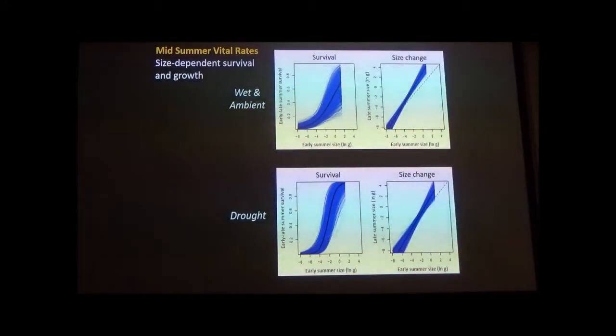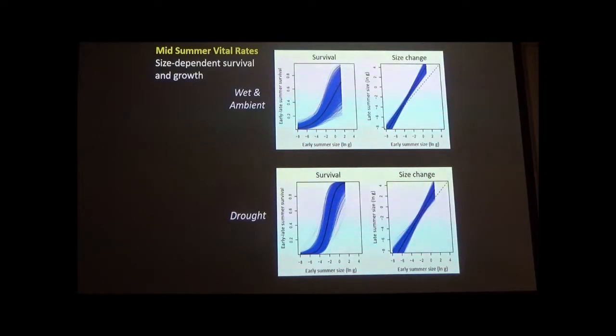So these are models underlying the overall outcome. This is just looking at survival and growth as a function of size during the midsummer. These are wet and ambient plots. And so this is, as the plants get larger, the probability of surviving goes up. And the thin blue lines represent equally likely outcomes. So it gives you a sense of what the most likely outcome is when they're all clustered around here. This is size change, so anything above the dotted line is growth. So larger plants tend to grow larger, and then wet and ambient, they grew even larger.